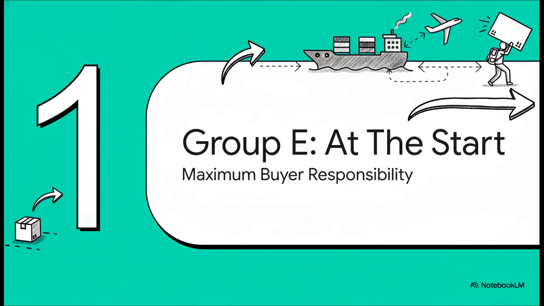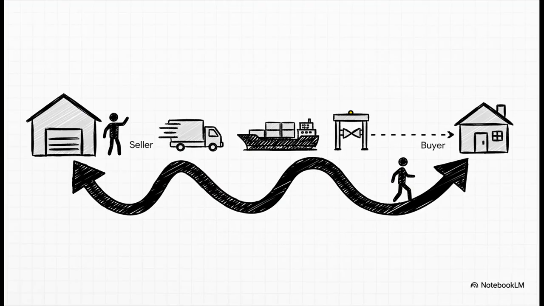Okay, first up, we have Group E. Think of this as the absolute starting point on our journey. If you're the seller, hey, this is the easy life. But if you're the buyer, well, you're doing pretty much all the heavy lifting. The whole idea here is super simple. The seller just has to get the goods ready at their own place. That's it. From that moment on, the entire journey, the loading, the trucking, the shipping, customs, all of it, it's all on the buyer's shoulders.